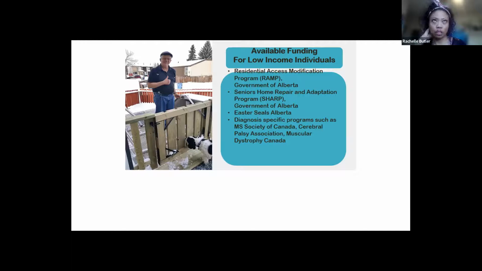One thing I should mention is that the government of Alberta's funding from RAMP does not cover any kitchen modifications or exterior handrails. So sometimes someone may just need an exterior handrail. So just really look into the different income thresholds and funding requirements for each one before you apply, for sure.